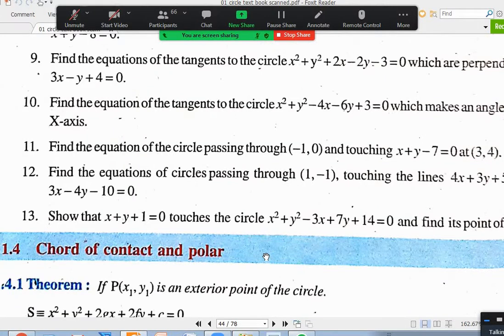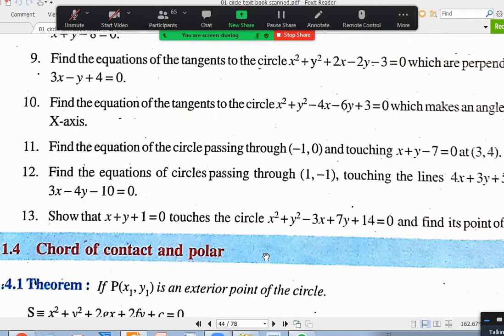Okay, last 3 questions. Anybody any doubt? Sir, 12th one. Okay, fine. In the 12th one, the 2 lines became perpendicular lines. It is not going to make anything easier. Whether they are perpendicular or not, it is not going to be much useful.